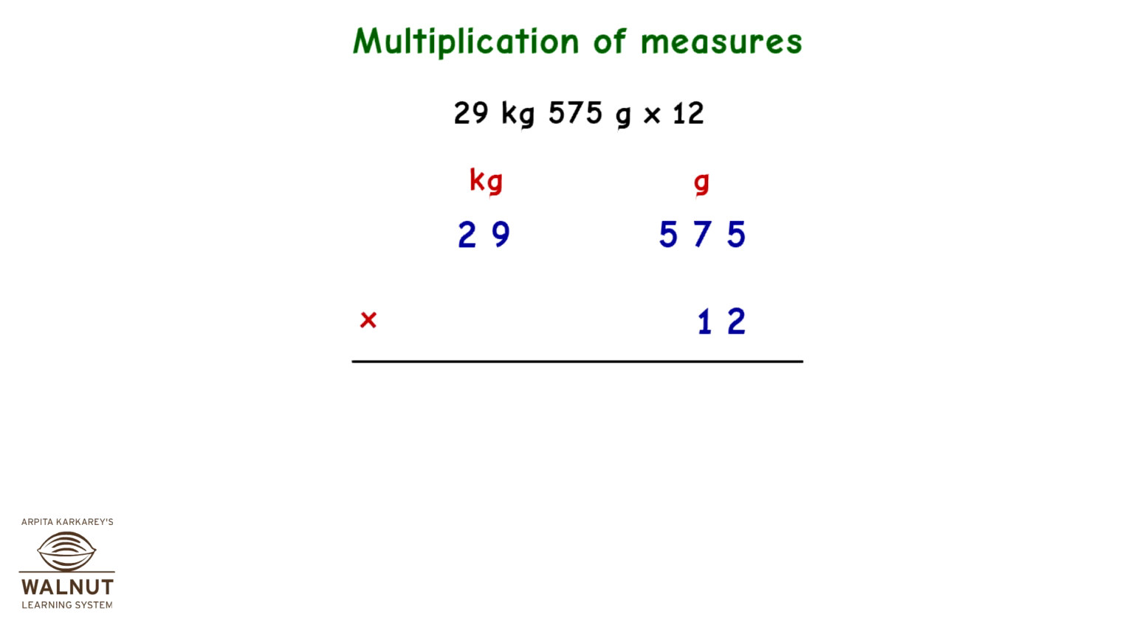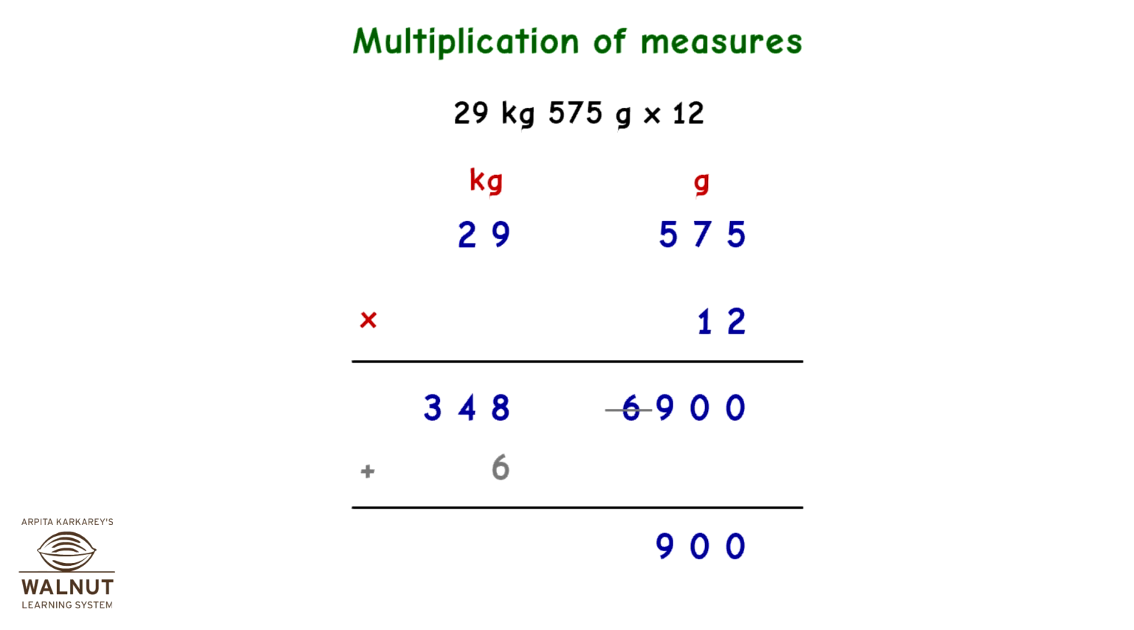Multiplication of measures. 29 kg and 575 grams into 12. We write the units. Below that we write the measures. Then we get ready to multiply. Look at the unit under grams. We can see that we have to adjust it. We know that 1000 grams is equal to 1 kilogram. Here we have 6 kilograms which we can club with the kilograms and keep the remaining grams. We add up the kilograms and that is our answer.